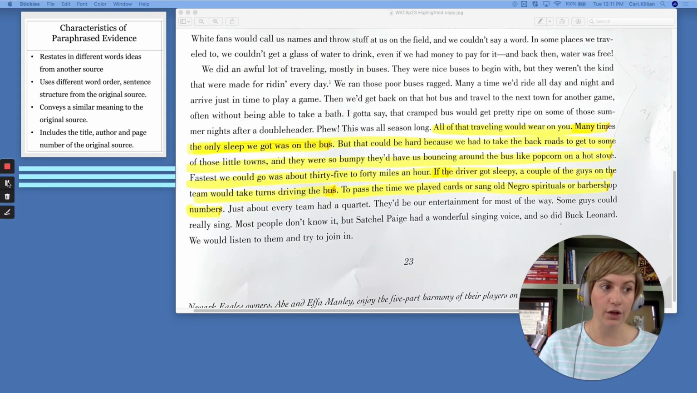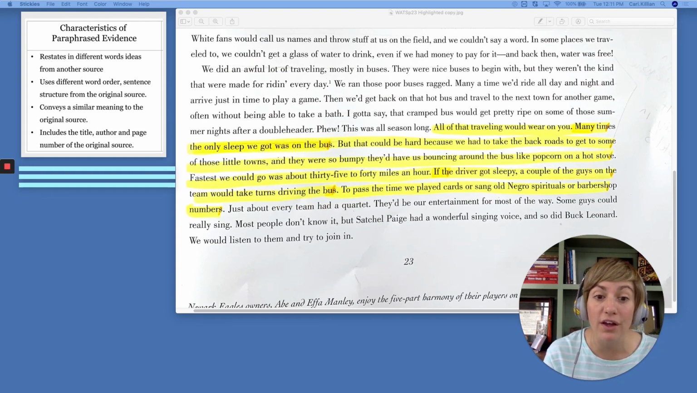All of that traveling would wear on you. Many times the only sleep we got was on the bus, but that could be hard. Because we had to take the back roads to get to some of those little towns. And they were so bumpy, they'd have us bouncing around the bus like popcorn on a hot stove. The fastest we could go was about 35 to 40 miles an hour. If the driver got sleepy, a couple of the guys on the team would take turns driving the bus. To pass the time, we played cards or sang old Negro spirituals or barbershop numbers.